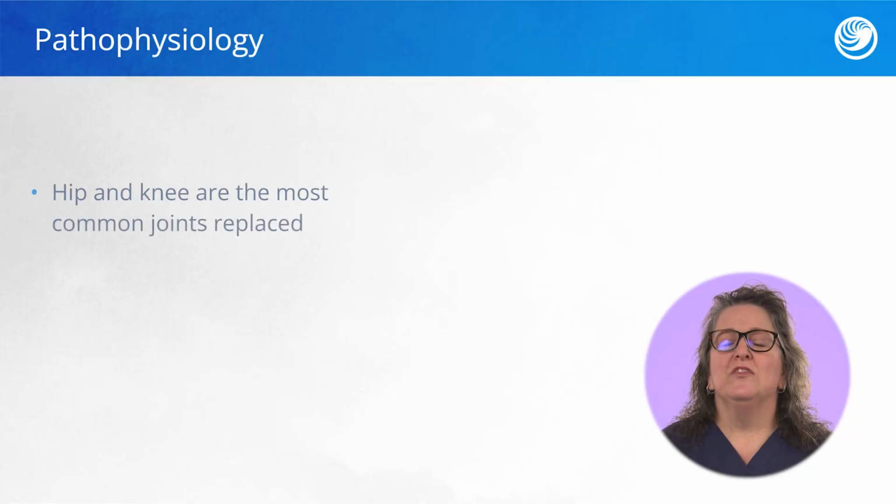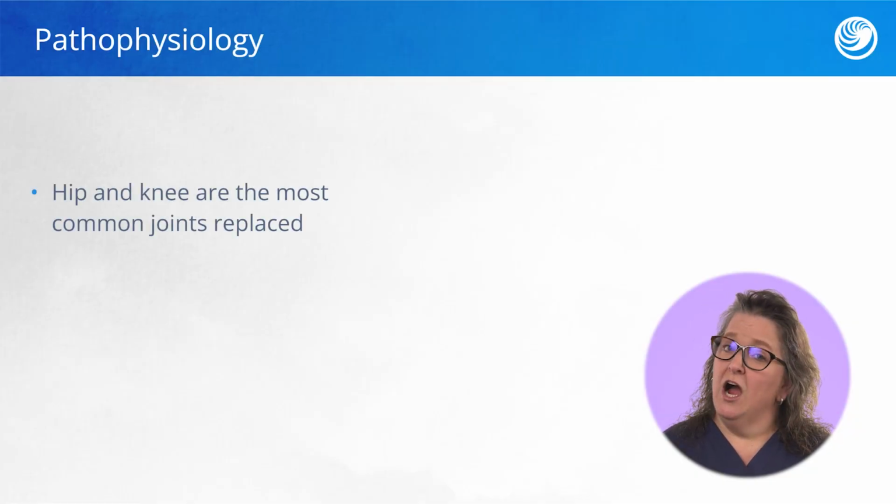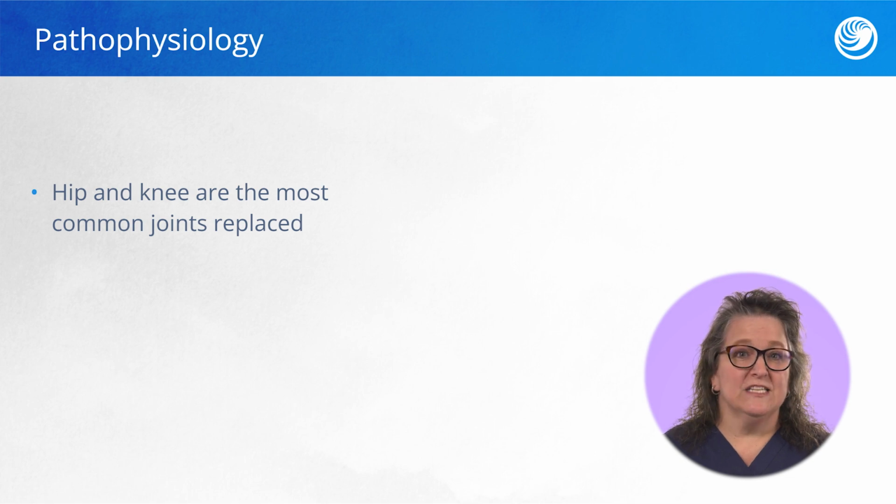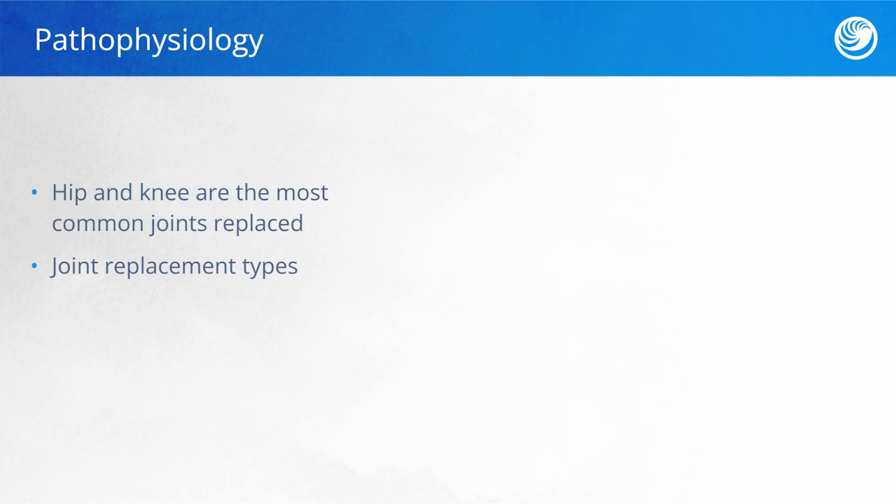The joint is surrounded by smooth cartilage and contains a synovial lining and fluid for smooth movement in bending and moving. The most common joints replaced are the hip and knee, but I have seen the shoulder and ankle also replaced. Joint replacements can be total or partial.